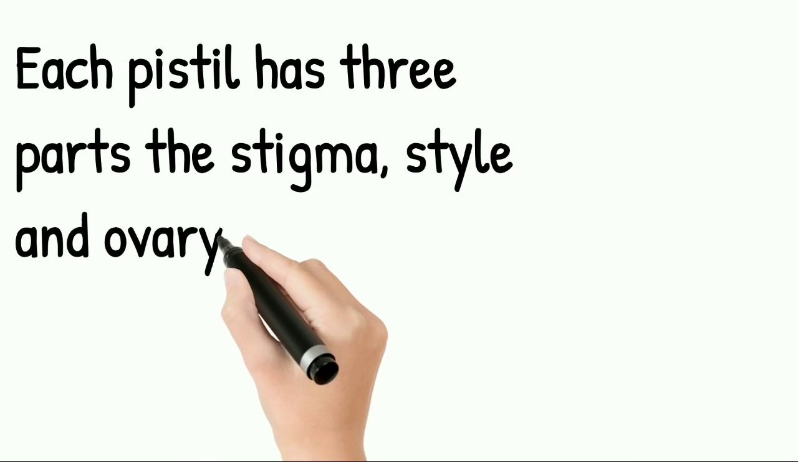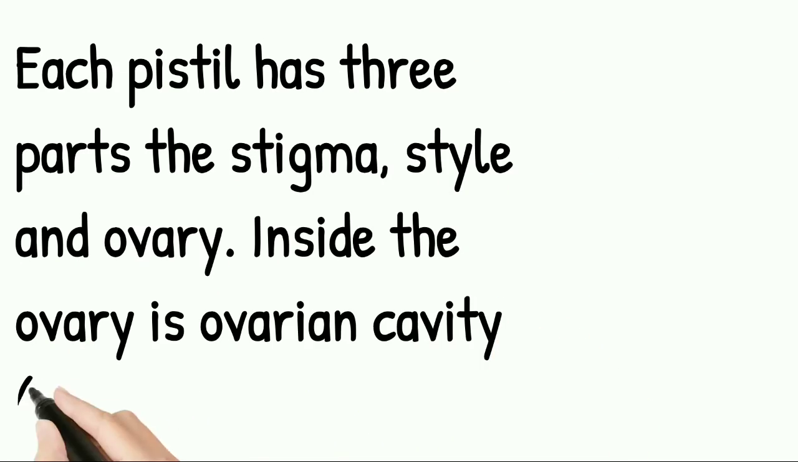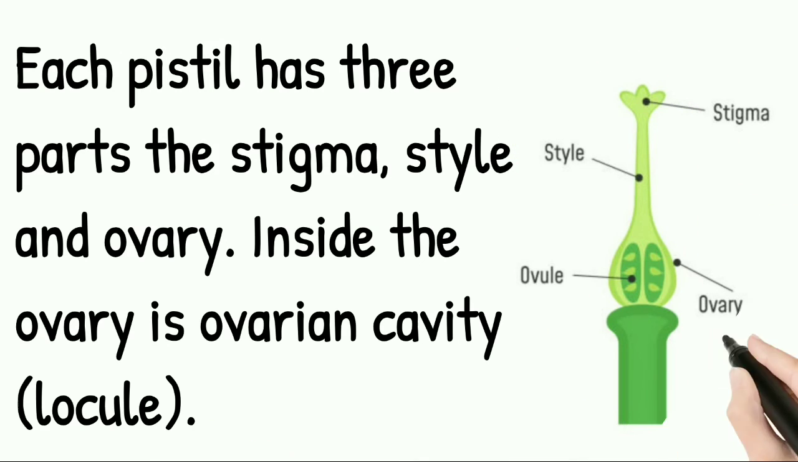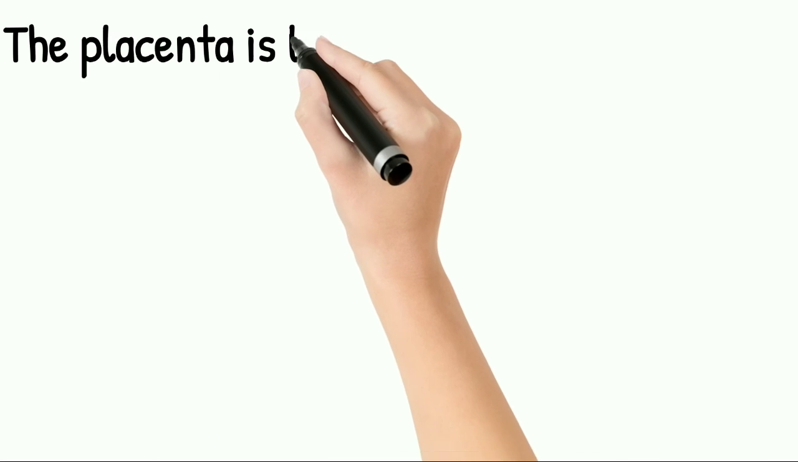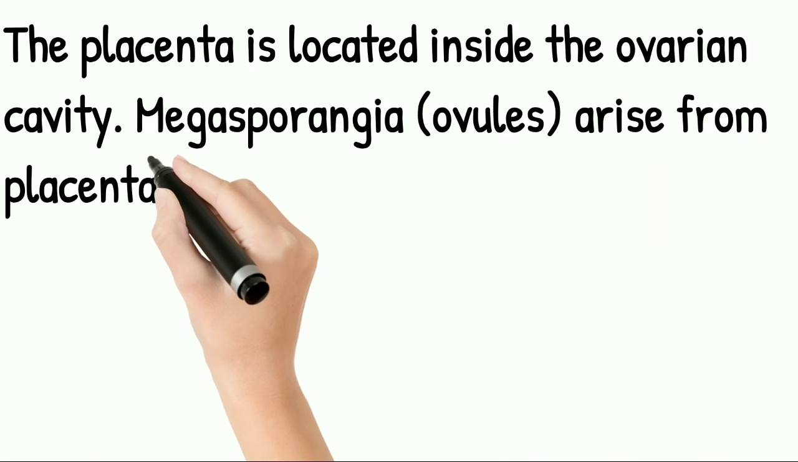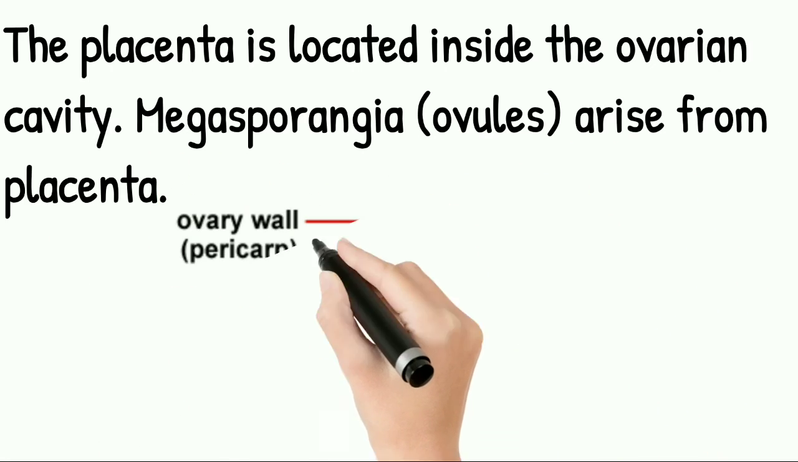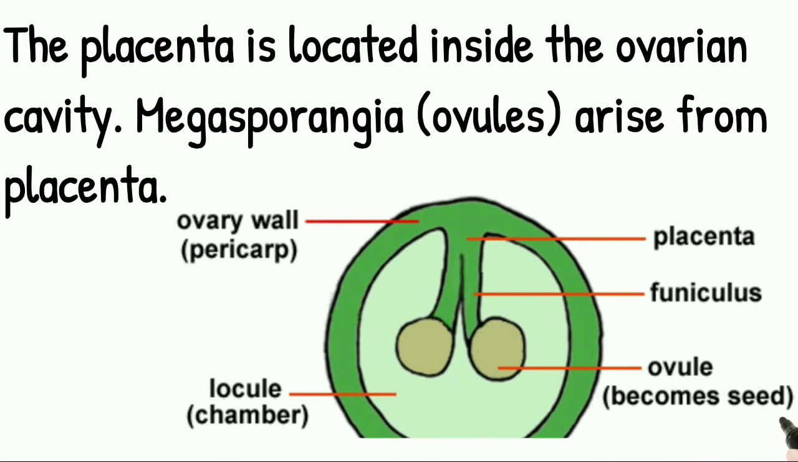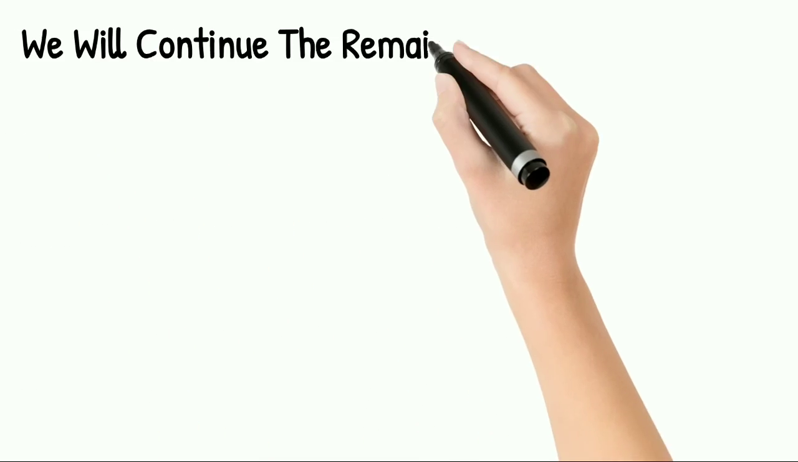Each pistil has three parts: the stigma, the style, and the ovary. Inside the ovary is the ovarian cavity, which is also known as the locule. You can see in this diagram. The placenta is located inside the ovarian cavity. Megasporangia, which is the ovule, arise from the placenta, as you can see in this diagram. The placenta arises from the ovary wall, pericarp, the funicle, ovule.